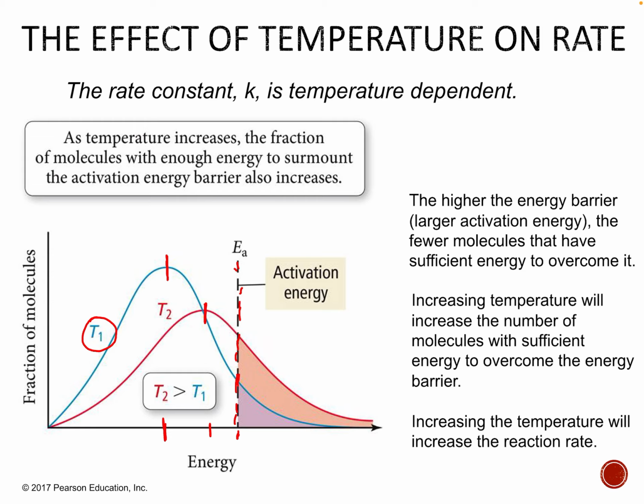Therefore, if we have more molecules that can react, this is going to increase the reaction rate. Okay, the reaction will happen faster because if you think about it in terms of concentration, we're essentially increasing the concentration of molecules with that amount of energy. Okay, so increasing the temperature increases the reaction rate. Therefore, the rate constant is temperature dependent, right? Because at higher temperatures, the reaction will happen faster. Okay, because there's enough molecules that can make it over this hump.